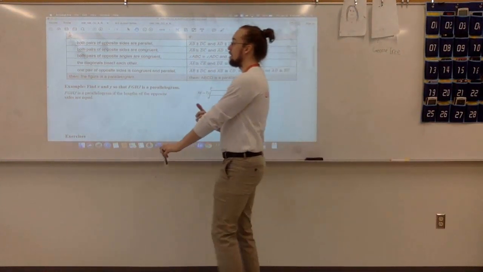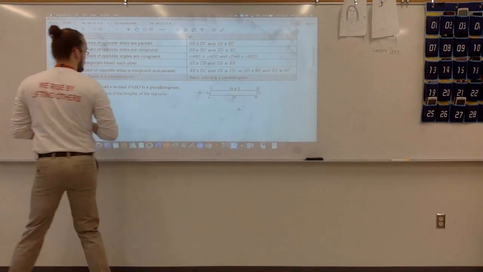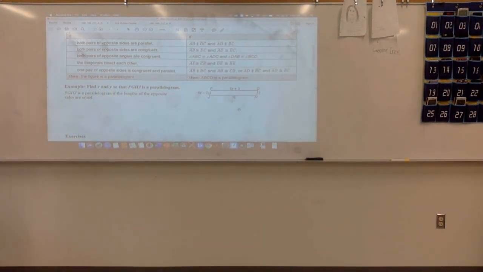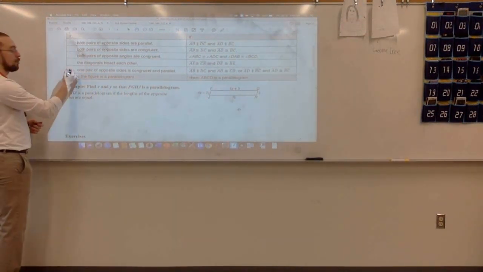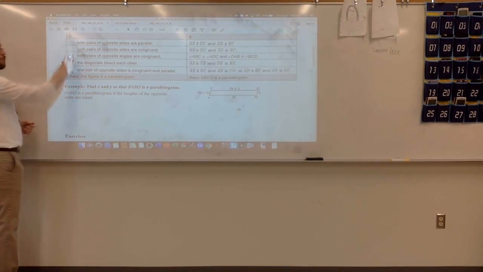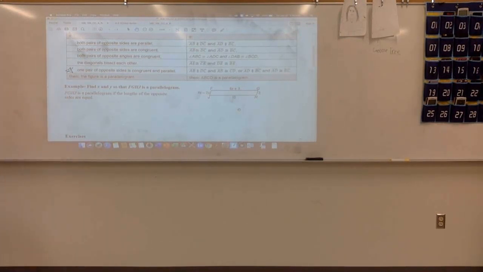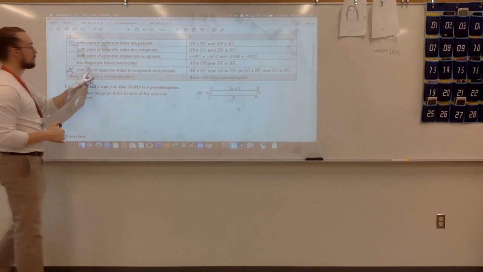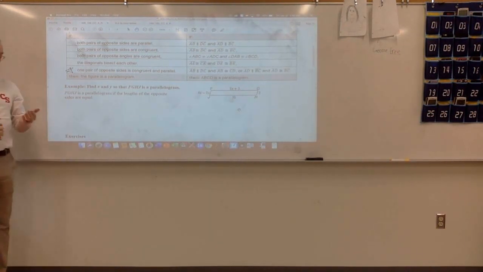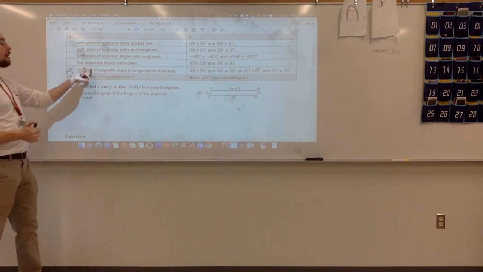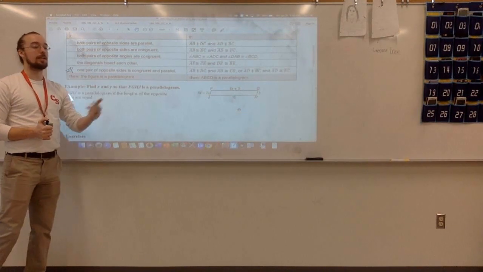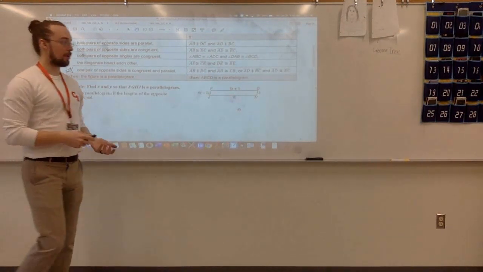If one pair of opposite sides is both congruent and parallel. This one is kind of a new one. The first four we already talked about in the last section, but this fifth one, we can prove that something is a parallelogram just by looking at one pair of opposite sides. We can say that if one pair of opposite sides is both congruent and parallel, then it's a parallelogram.